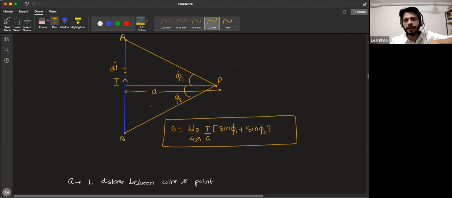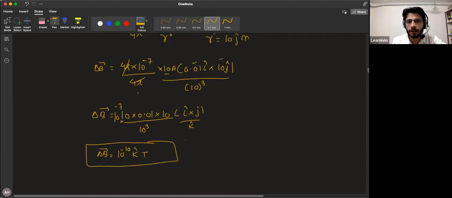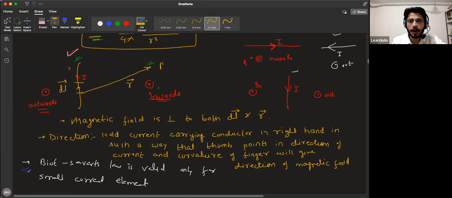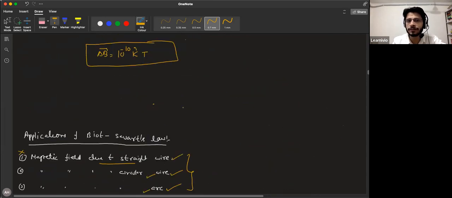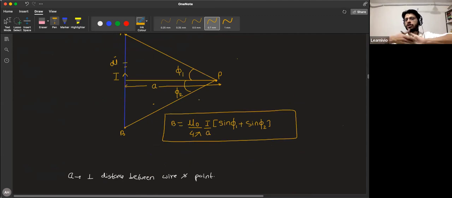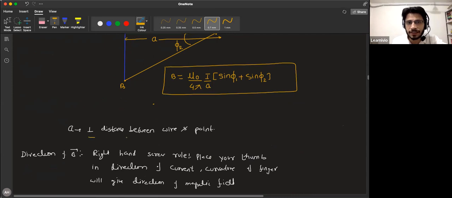And just one more thing, see, this A is not R. The R that we took earlier and A are not the same thing. R was the position vector. A is not the position vector, it is the perpendicular distance between the wire and the point.